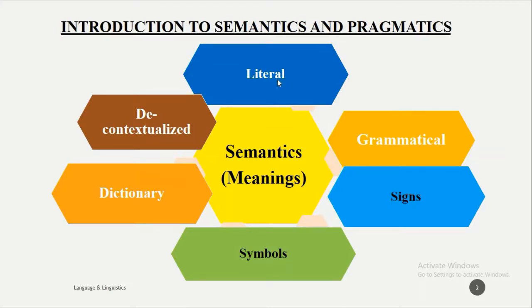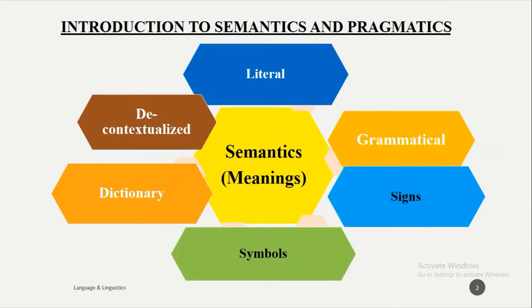Next, we have decontextualized meaning. Decontextualized meanings are isolating a word from the sentence or interpreting the meaning of a word out of the context. Next type of meaning in semantics is dictionary meaning. That is also the literal meaning and free from symbolic or figurative language. They are the fixed ones and usually you can find them in a dictionary.